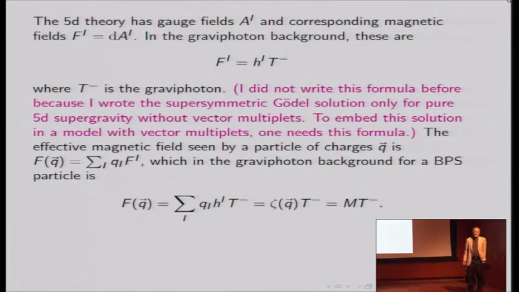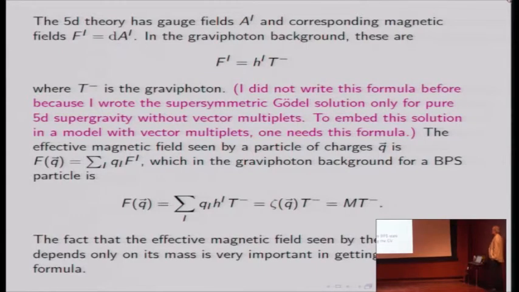So why is the magnetic coupling proportional to the mass? Well, intuitively it happens because the graviphoton is in the supergravity multiplet, and gravity couples to mass, and for BPS states, the graviphoton couples to mass also. That's what this formula says. So the fact that the effective magnetic field depends only on its mass is very important in getting the GV formula.